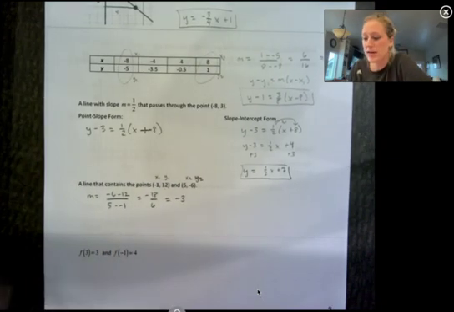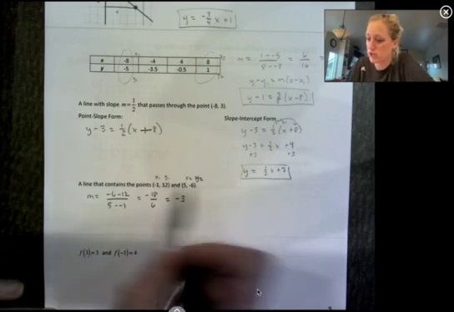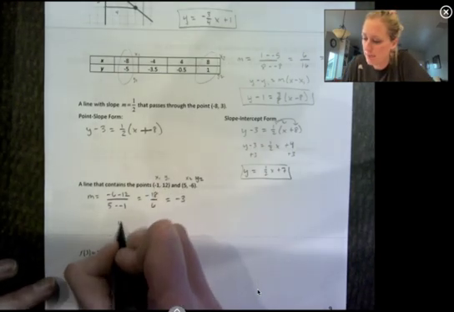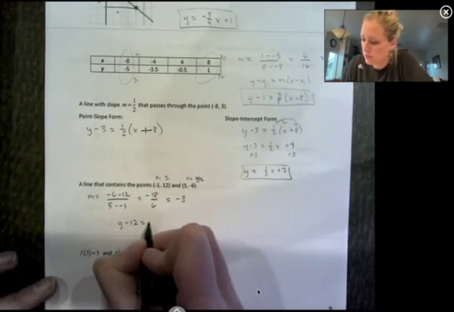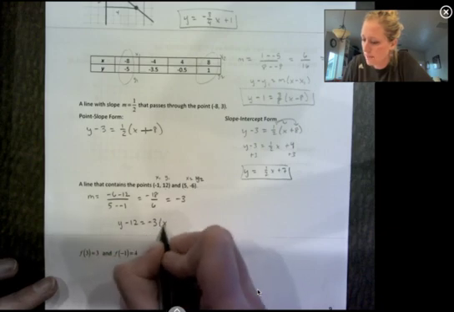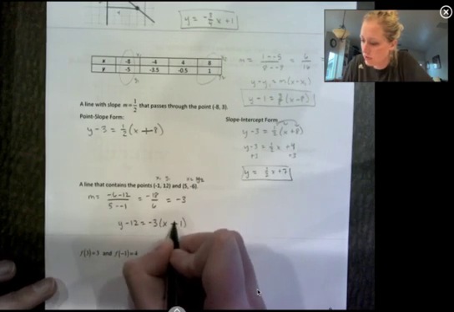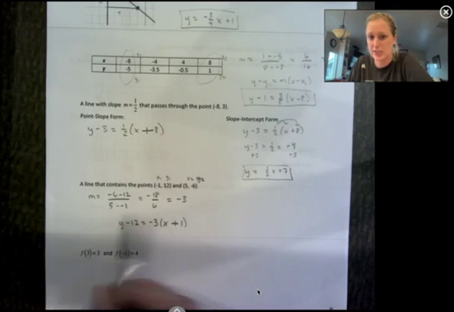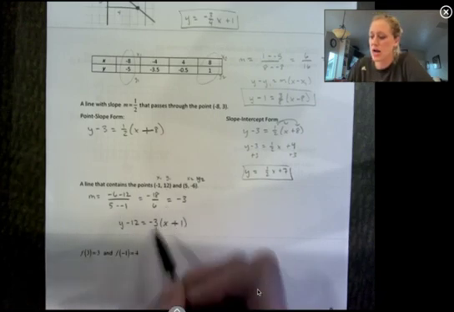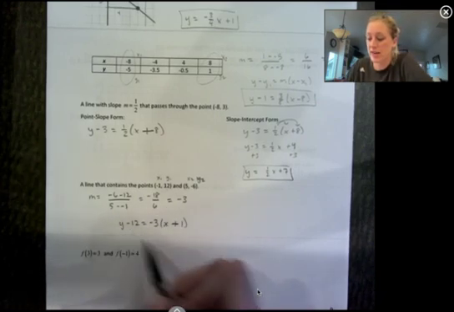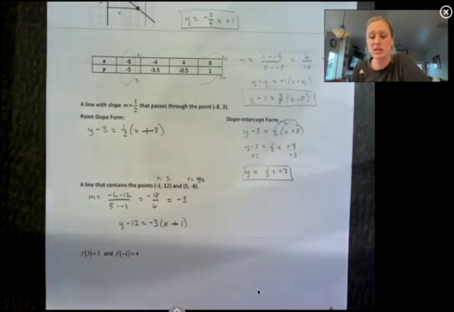And then for point-slope, I can choose either point. It doesn't matter. I'm just going to use the first one. So y minus the y-coordinate equals the slope times x minus the x-coordinate. And again, I'm just going to write that as plus. So this would be point-slope form. I could distribute the -3 and then add 12 if I needed it in slope-intercept form.